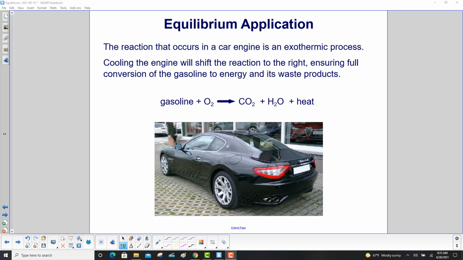And here's an interesting application of this principle. The reaction that occurs in a car engine is an exothermic process. Right? Gasoline plus oxygen yields CO2 plus water plus heat. Cooling the engine will shift the reaction to the right, ensuring full conversion of the gasoline to energy and its waste products.